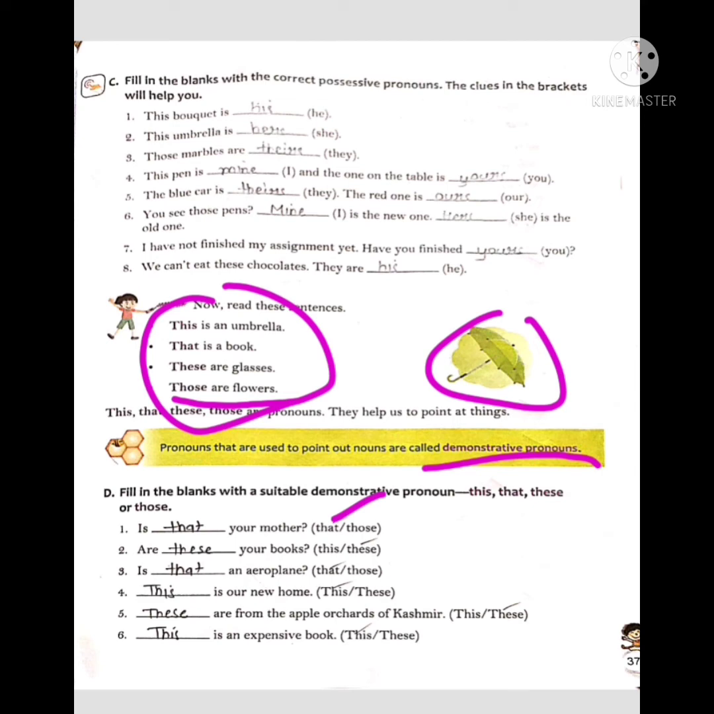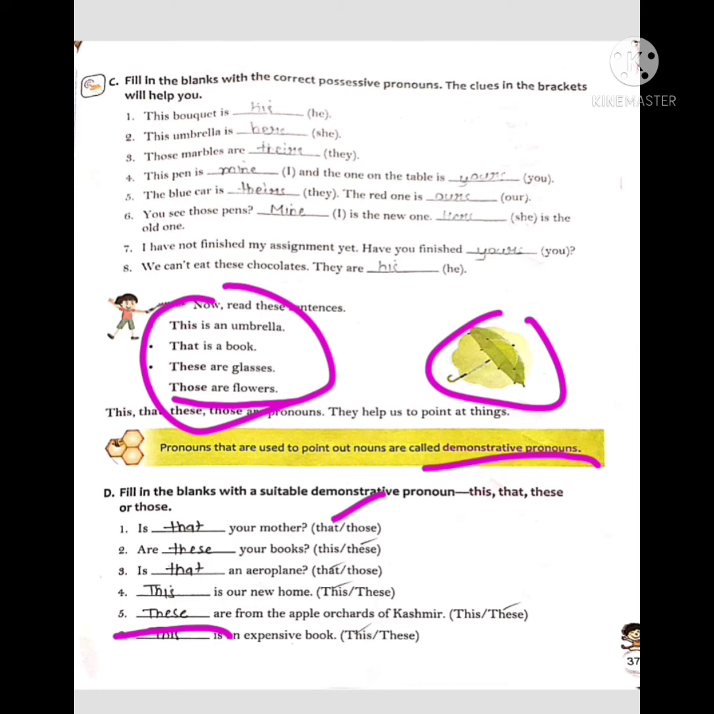Are dash your books, क्या ये तुम्हारी books हैं. First of all, it is a plural. ठीक है. सो इसमें these use होगा, this use होगा ही नहीं. Now is dash an aeroplane, again it is a singular. Aeroplane is singular, and these and those are used for the plural one, so that will be used. Dash is our new home, again this and these are given. It's a home, one home, so this we use.